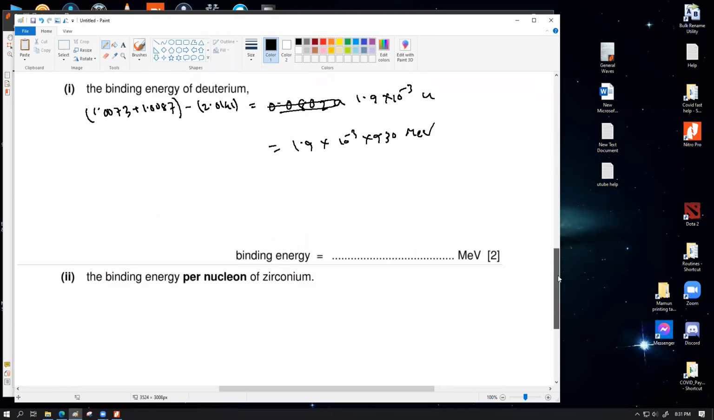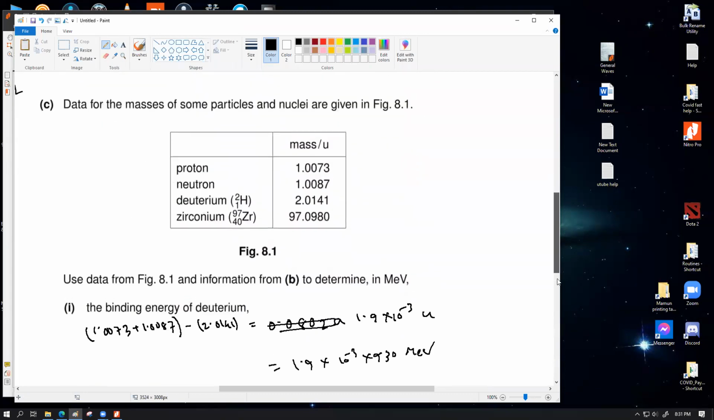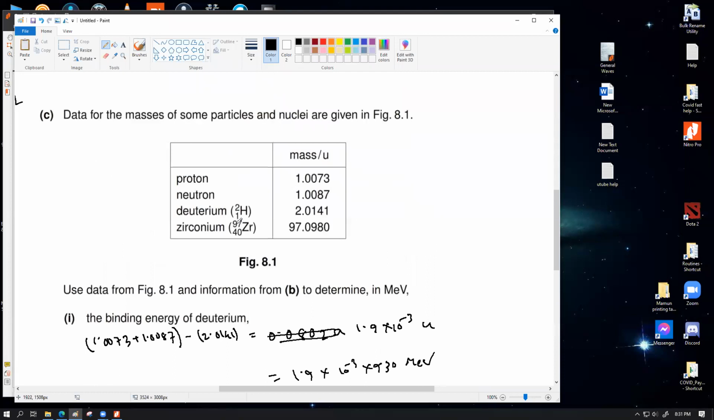So that's pretty simple. Then it says the binding energy per nucleon for zirconium. So they're asking for per nucleon over here, so we have to go for that calculation. Now have a look over here. Zirconium is given by 97 and 40. So there are 40 protons and there are 57 neutrons. I believe you understand this calculation. Okay? 40 protons and 57 neutrons.